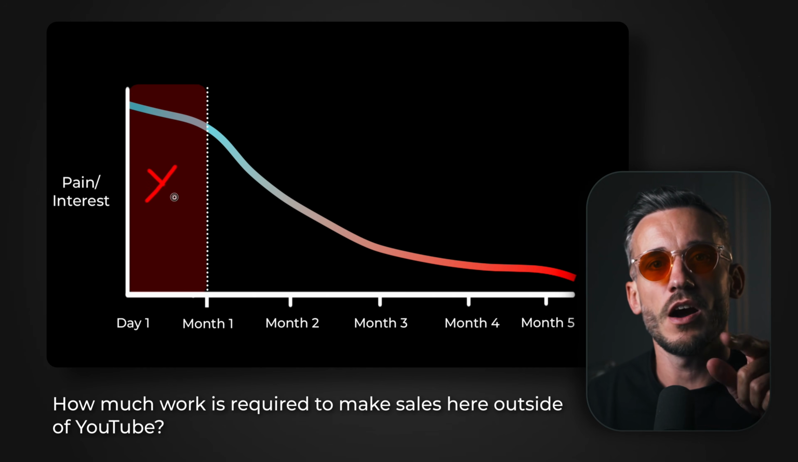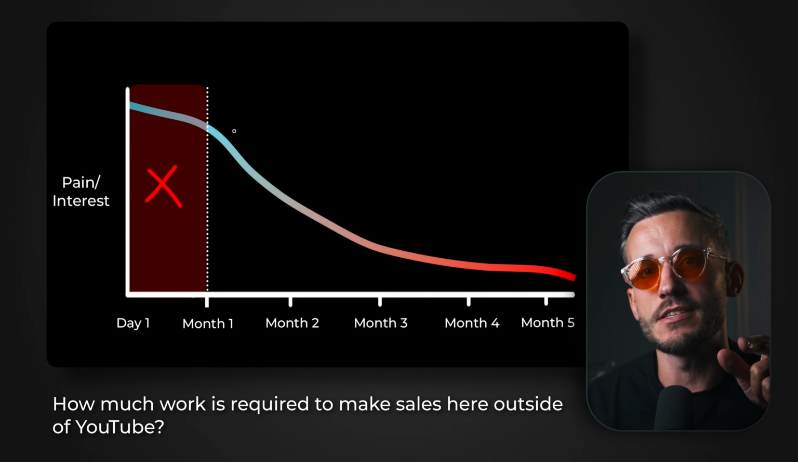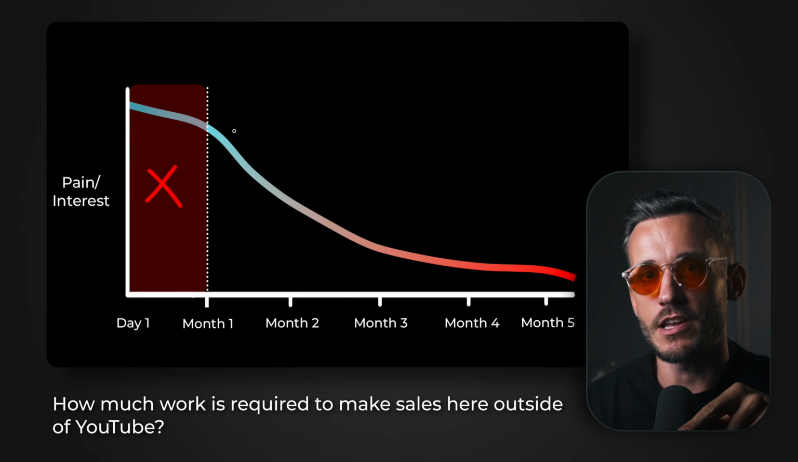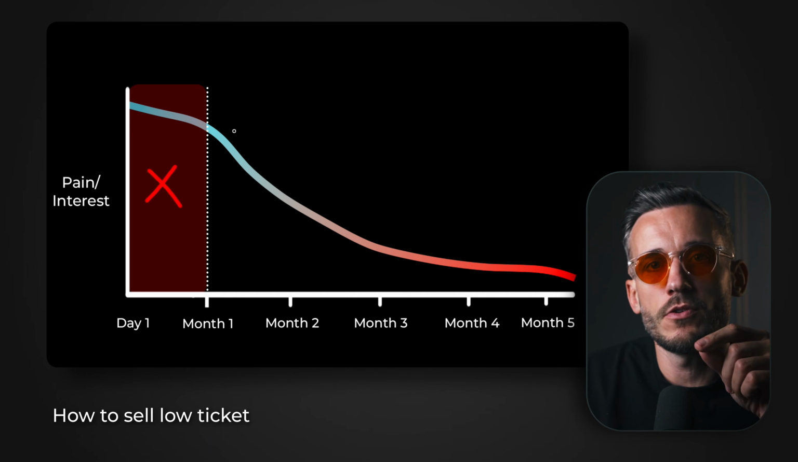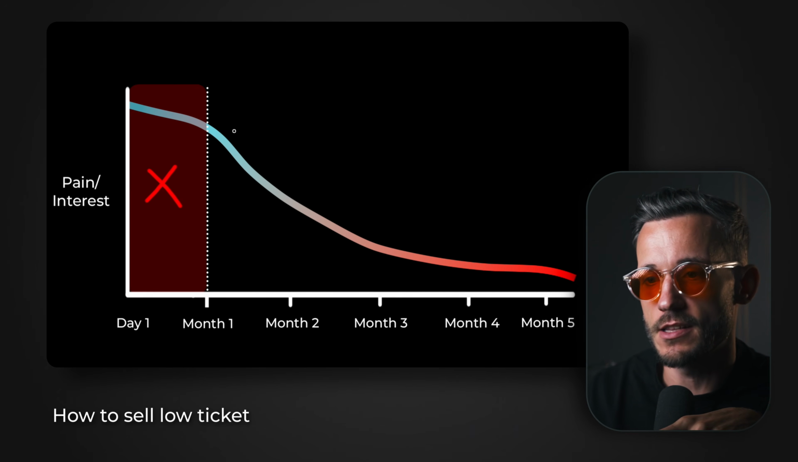So the issue is you can't really use the same marketing and sales strategy to sell a $50 product as you would a $10,000 one, because people in the hot zone are not just going to watch a video and go, hey, here's $10,000. So we need to ask, how much extra work do I need to do to turn these viewers into buyers in this period outside of YouTube in the 10 to 20 videos? Let's start with how to get more sales on a low ticket product in this 30-day time period.